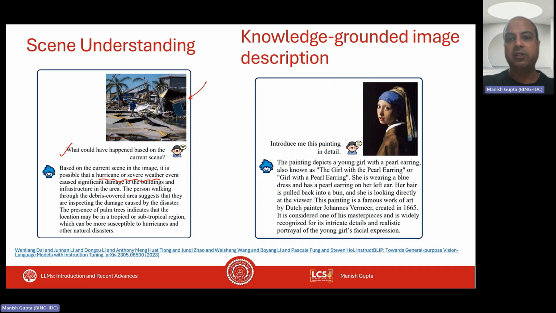But it could also do knowledge grounded image description. For example, if you ask, introduce me this painting in detail, it's not just going to say it's a girl painting or something like that. It's going to say that it's a young girl with a pearl earring, and this painting is very popular, known as the girl with the pearl earring. And it was painted by some Dutch painter in some year and so on. So it has very interesting information about historical facts and can correlate them nicely to be able to answer these questions.